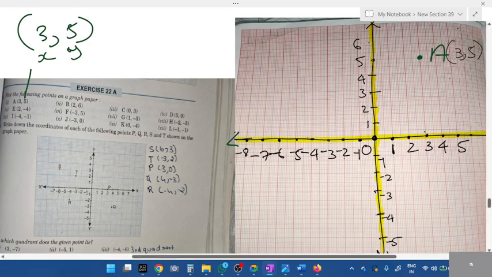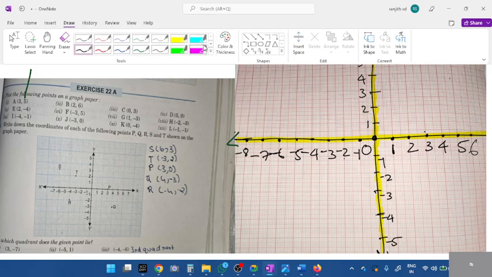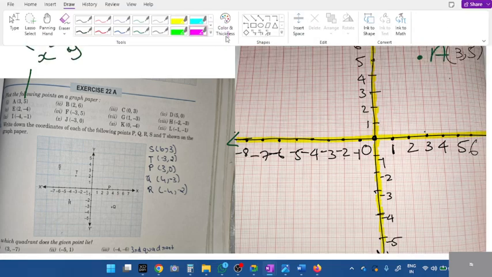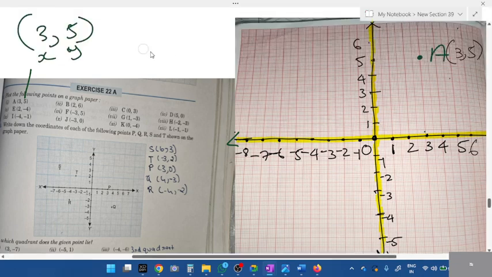Next, 2 comma 6, in which quadrant, students? Both are positive, same first quadrant. Plot this 2 comma 6. Anna, are you there online, able to do 2 comma 6? B.